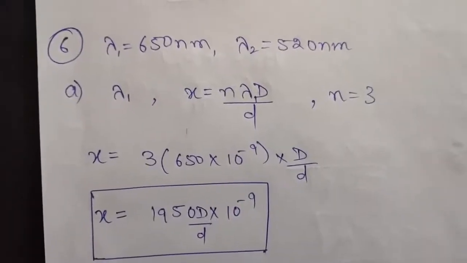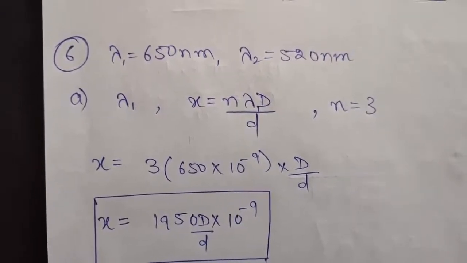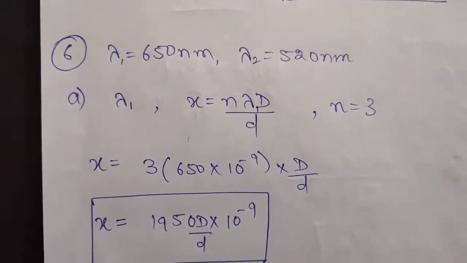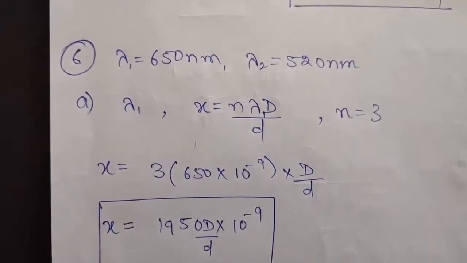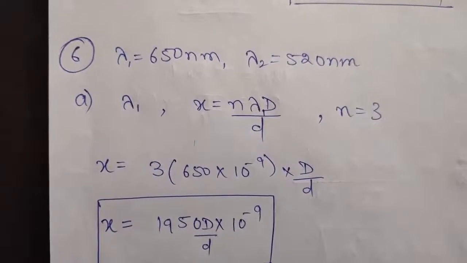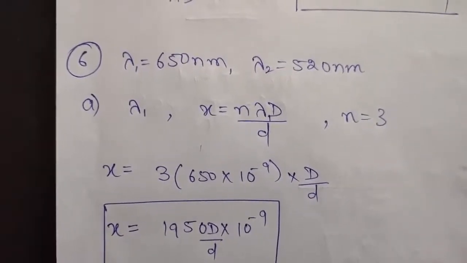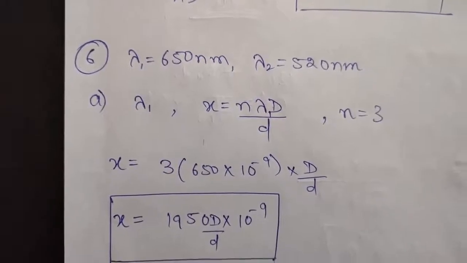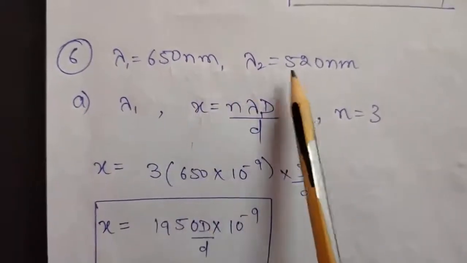In that you are given a beam of light consisting of two wavelengths, 650 nanometer and 520 nanometer, used to obtain interference fringes in a Young's double slit experiment. In part A, you have to find the distance of the third bright fringe on the screen from the central maxima for wavelength 650 nanometers.